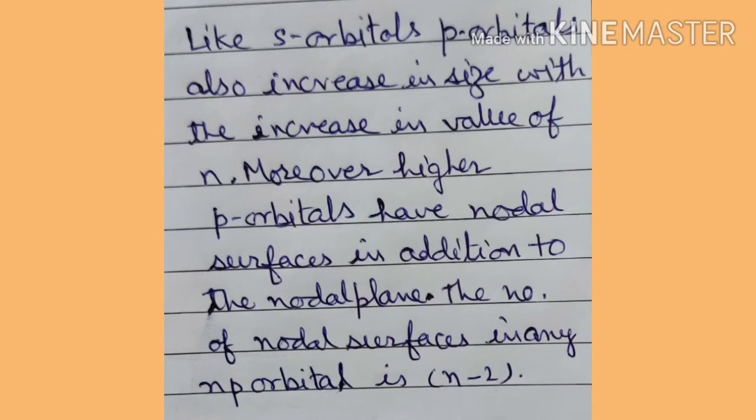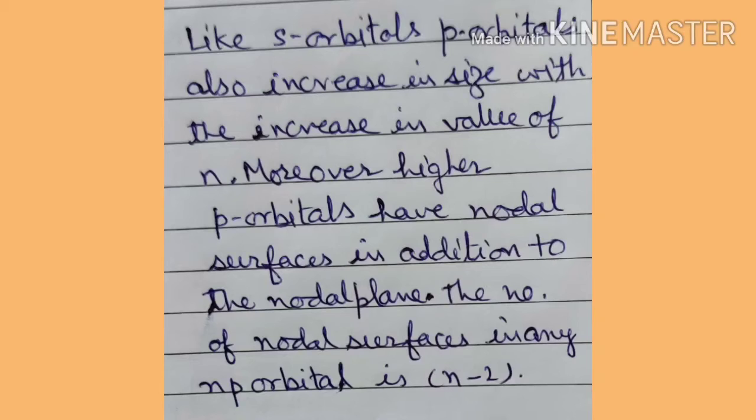Like s orbitals, p orbitals also increase in size with the increase in value of n. If you consider the p orbitals of the different energy levels, that is second shell, then third shell, then fourth shell, it may be 2p, 3p, 4p. So there will be increase in the size. That means the 3p will be bigger in size compared to 2p orbital. So in this way there is increase in the size of the p orbital with increase in the number of shell.